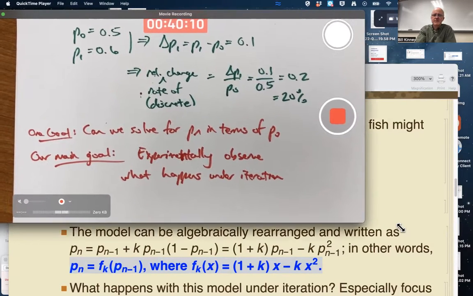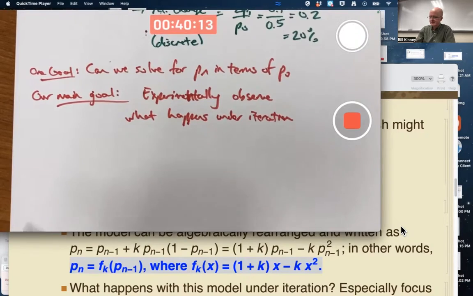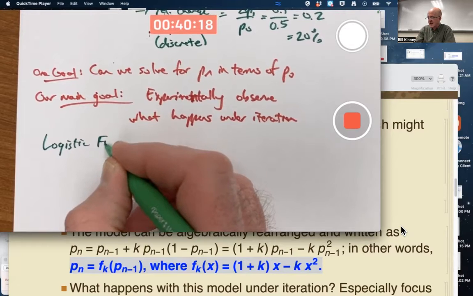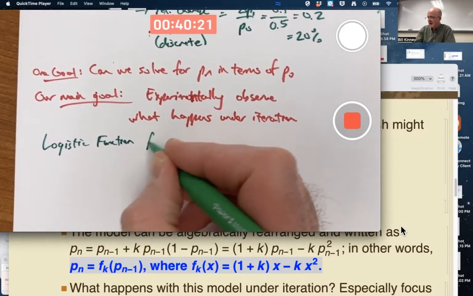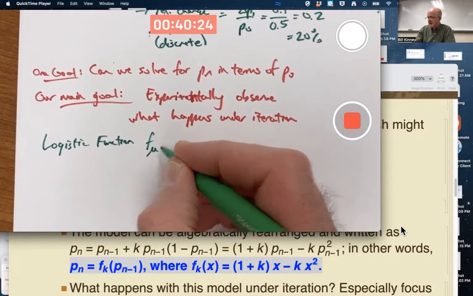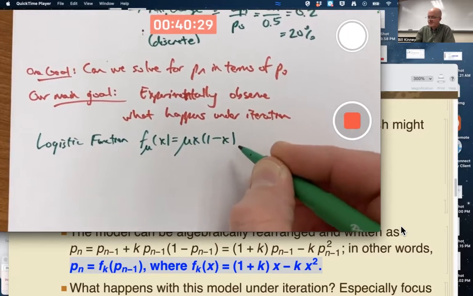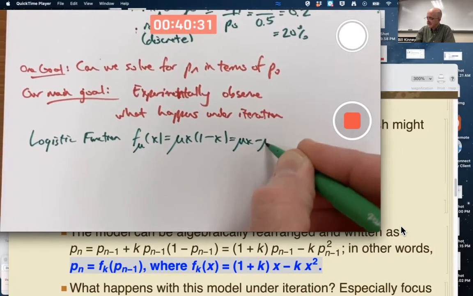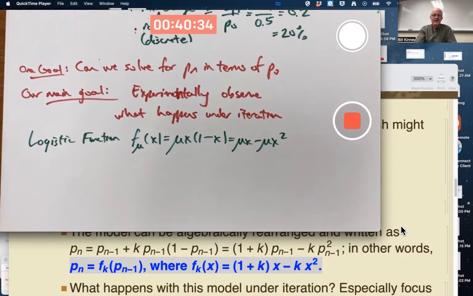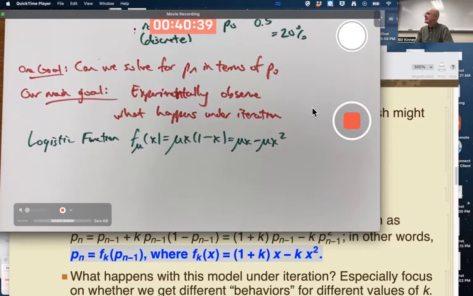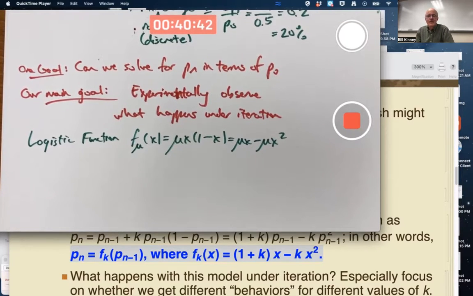The logistic model from last week, the logistic function. I don't remember if I used an F or a G. It was F sub mu of X equals mu X times 1 minus X, which is mu X minus mu X squared. This is kind of a similar function, a very similar function in fact, but definitely not exactly the same. The parameter K is not playing the exact same role that mu did.